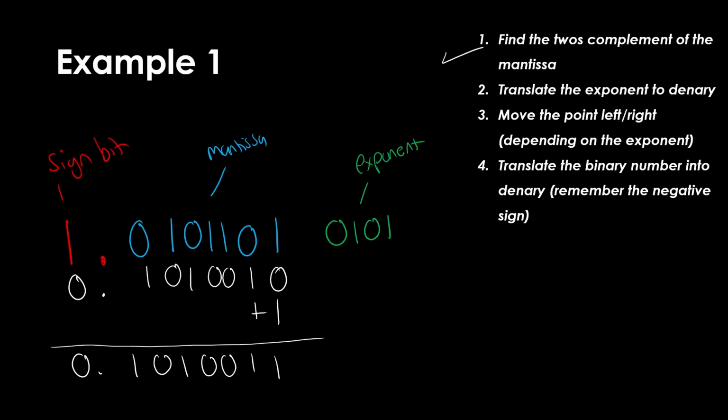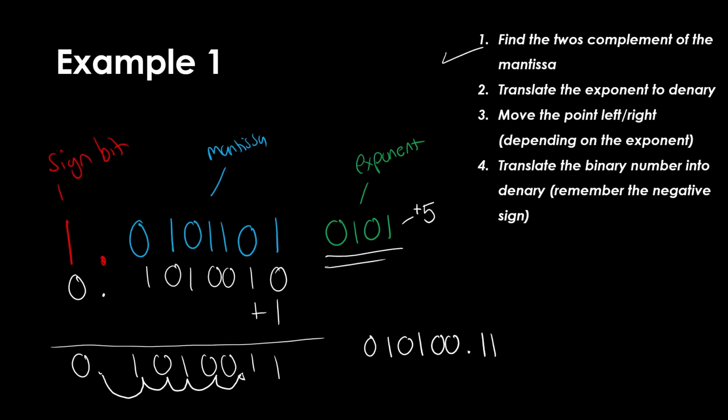Now I want to look at step 2, to translate the exponent into denary. So this is going to be equal to 5. So we have an exponent of 5, or plus 5, which means we're going to be moving the decimal point 5 places to the right. So that means it will end up like this: 1 2 3 4 5 right here. So let's rewrite this so it's a bit clearer. So it's going to be equal to 0 1 0 1 0 0.11.